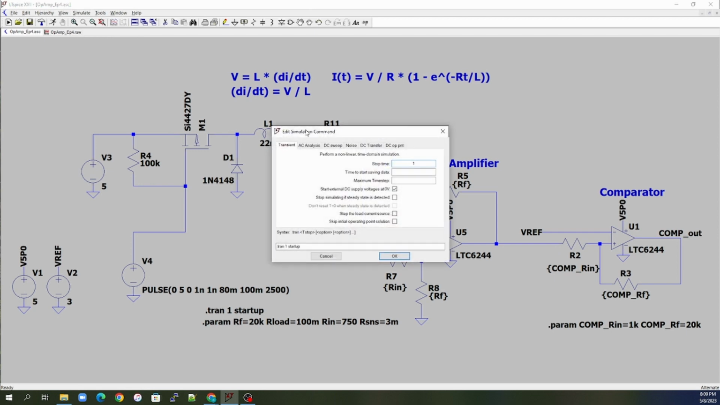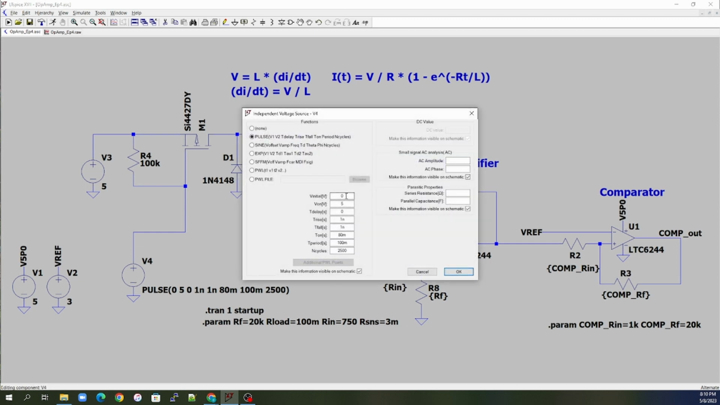In our simulation profile, I'm just running it for 1 second. I've also checked this start external DC supply voltage at 0 volts. I've checked that one for this episode so that all these voltage sources start at 0, and then they will have the voltage applied after the T0 marker, so that everything will start basically off and then be turned on simultaneously.